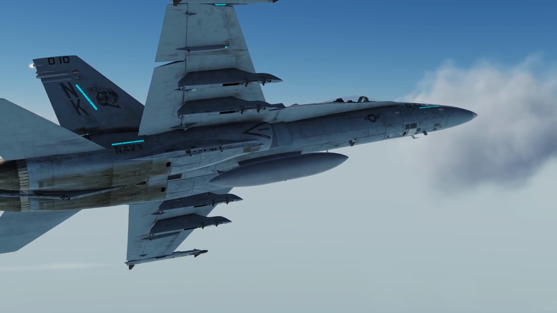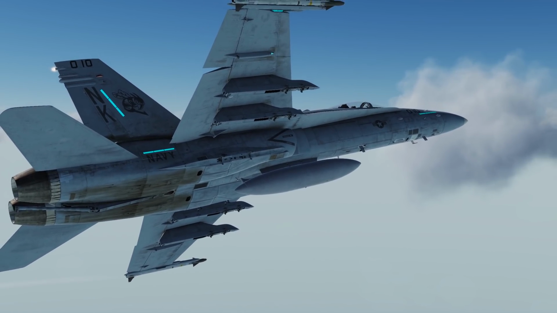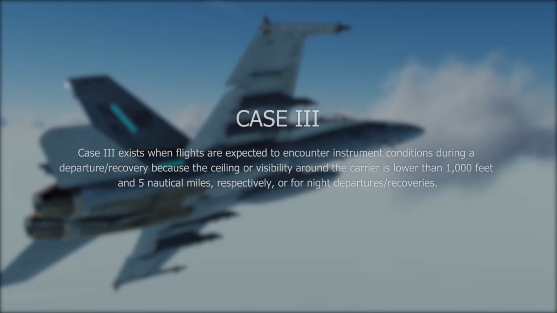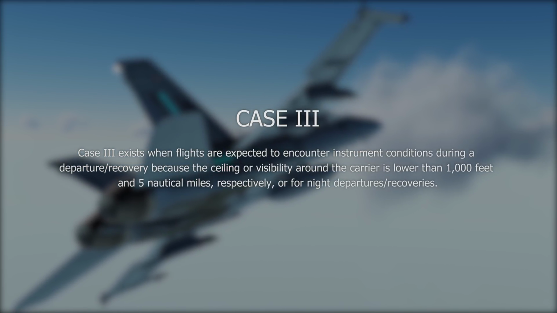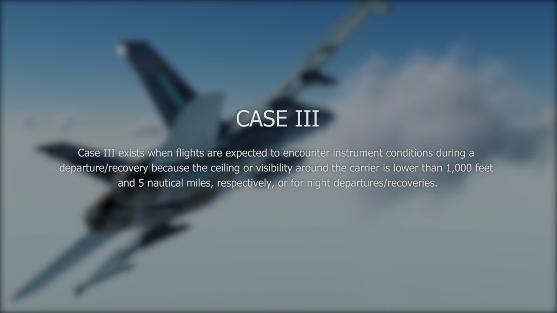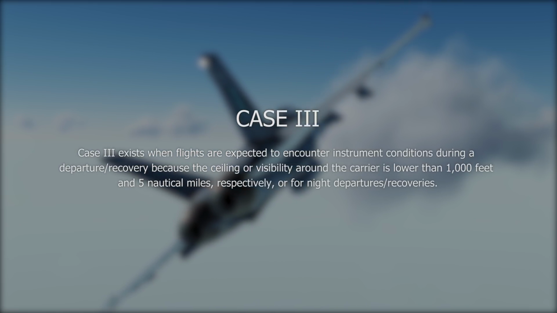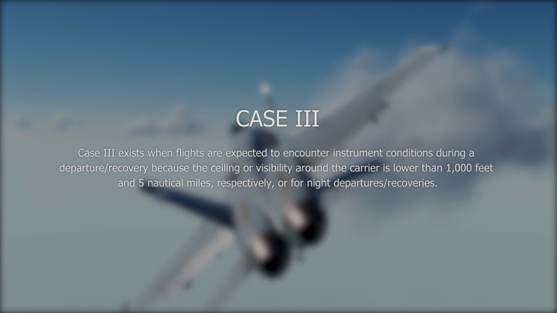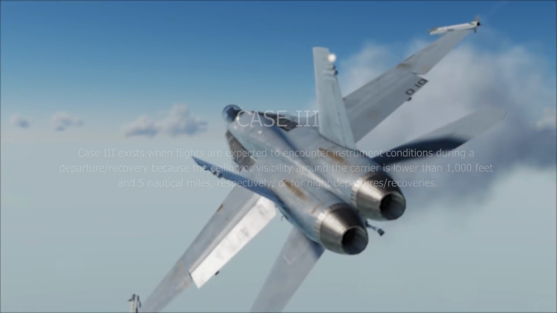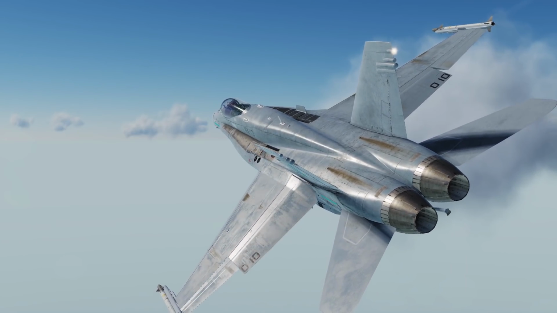Okay, let's learn about Case 3. First, what does Case 3 mean? Case 3 exists when flights are expected to encounter instrument conditions during a departure or recovery because the ceiling or visibility around the carrier is lower than 1,000 feet and 5 nautical miles respectively, or for a night departure or recovery. Okay, so we know the conditions for a Case 3.